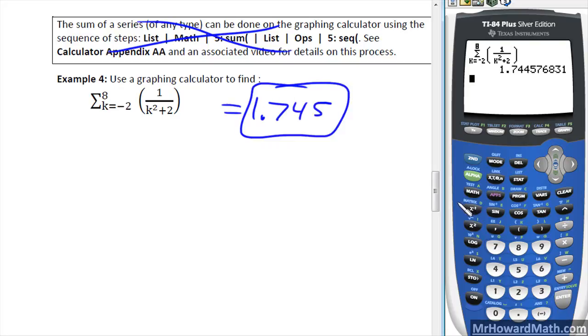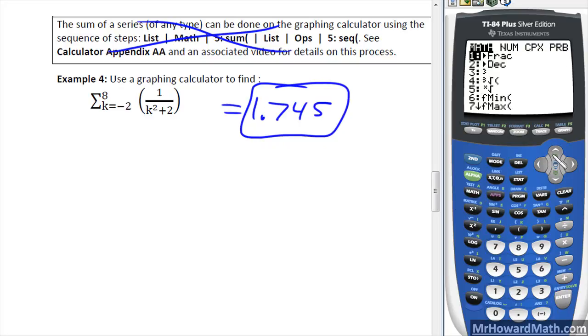Alright, so again, going through those steps, we went to math, we went to option 0, you could just type in 0 right here and then fill it in. So with the updated operating system on your calculator, it's much easier than going through the steps they listed. Okay, that's it for example 4, and that is it for this video.